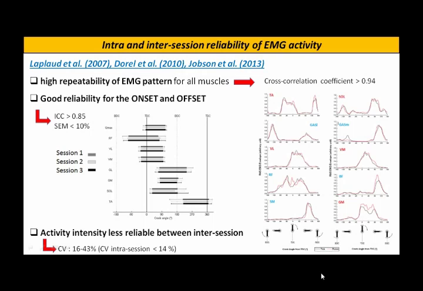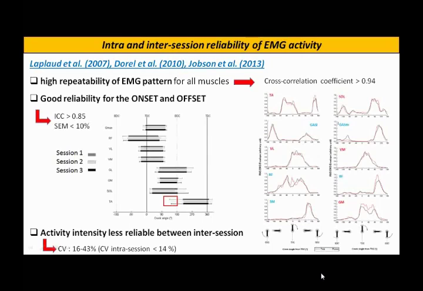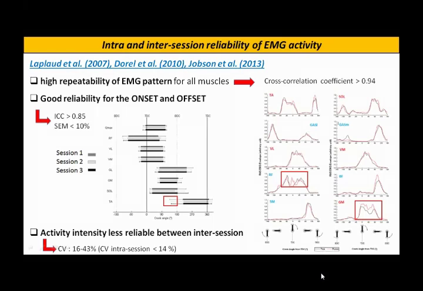Despite the intersubject variability, many studies have shown that the repeatability of the EMG pattern is very high for all muscles. It has also been shown that the EMG activity timing is very consistent for all muscles except the tibialis anterior. However, several studies have reported that the level of activity was less variable between test sessions, notably for the rectus femoris and gluteus maximus.